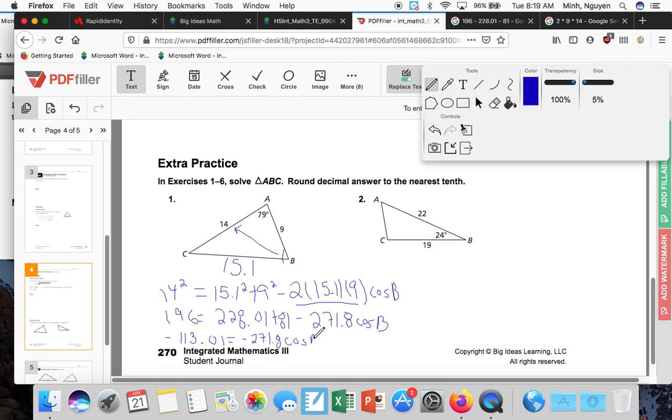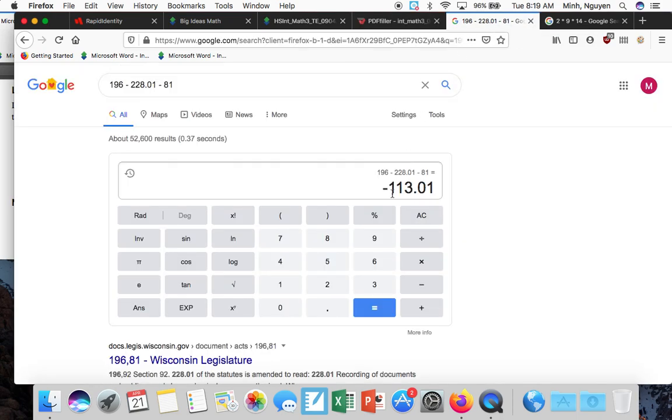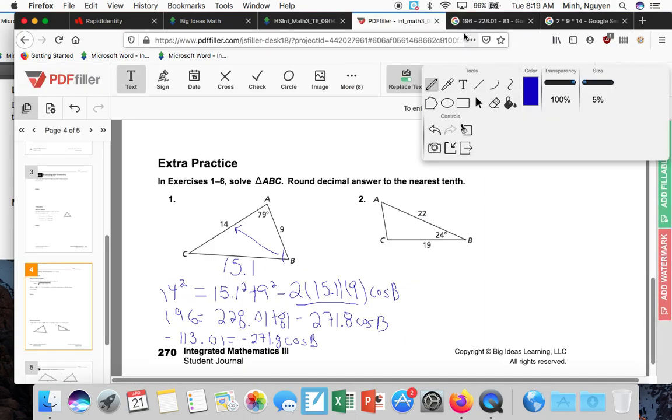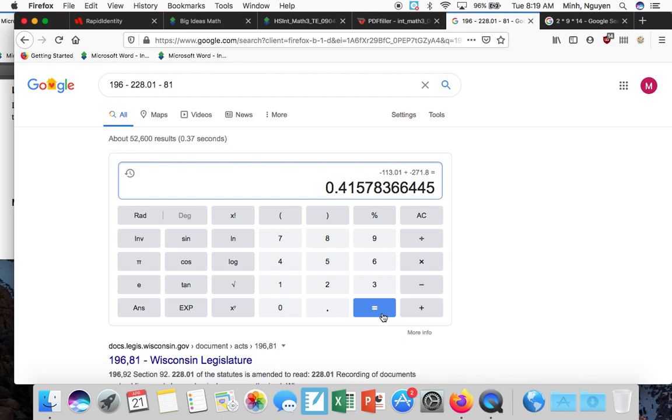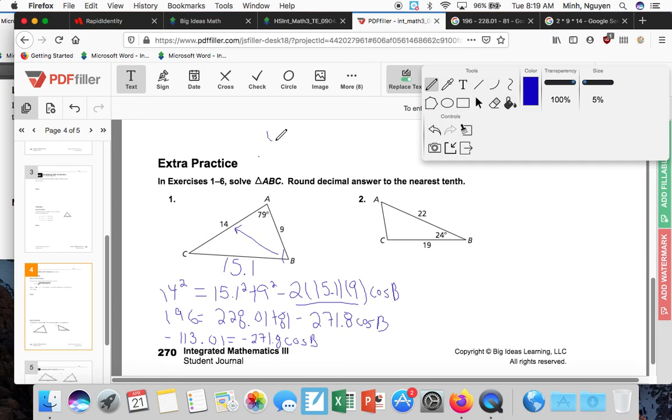Time to divide to get cosine B by itself. Negative 113.01 divided by negative 271.8. Let's have that right. Yep. 0.41578. Maybe a 0 there in case you're not sure it's not obvious. Cosine B.